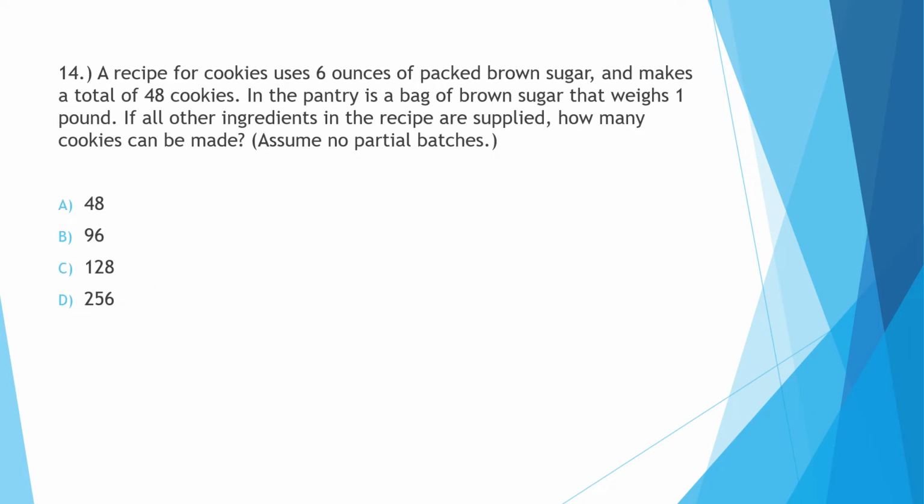A recipe for cookies uses 6 ounces of packed brown sugar and makes a total of 48 cookies. In the pantry is a bag of brown sugar that weighs 1 pound. If all other ingredients in the recipe are supplied, how many cookies can be made? Assume no partial batches. Some word problems will test your reading comprehension. In the case of this one, assume no partial batches is important to our calculations. That means that we must make groups of 48 cookies using 6 ounces of packed brown sugar, and we're not able to make any sort of partial batches. So the answer must be a multiple of 48.